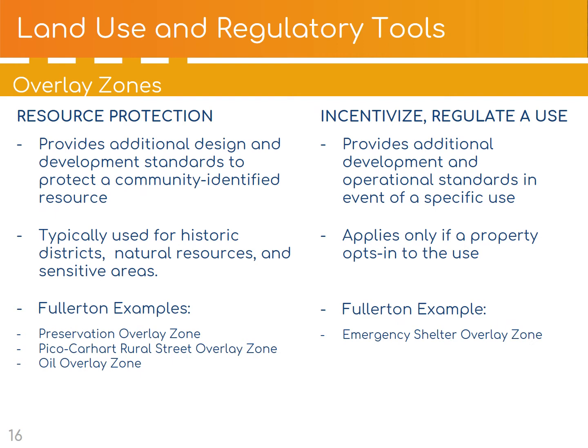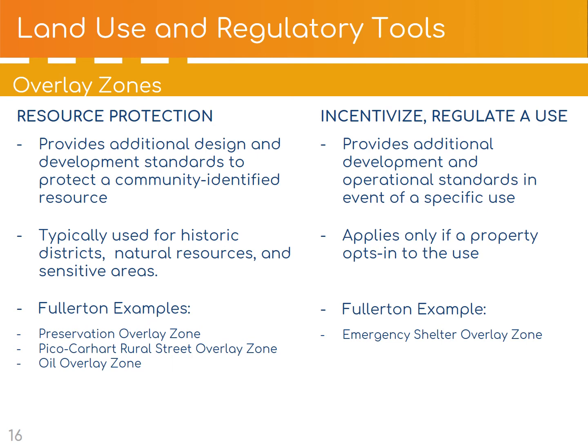Overlay zones provide a layer of additional regulations that supplement the base zoning. There are 2 common purposes for an overlay zone. One is for resource protection. For example, in Fullerton, a preservation overlay zone is applied to certain single and 2-family zoned properties in neighborhoods identified as mature, where the existing housing and environment is a valuable asset to the city and should be preserved. In these areas, parcels have additional design and development standards to support the city's historic preservation goals and policies.